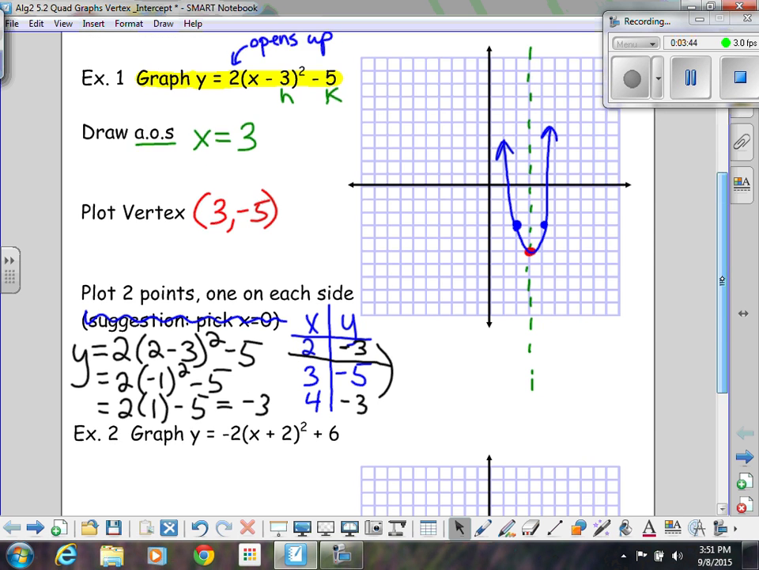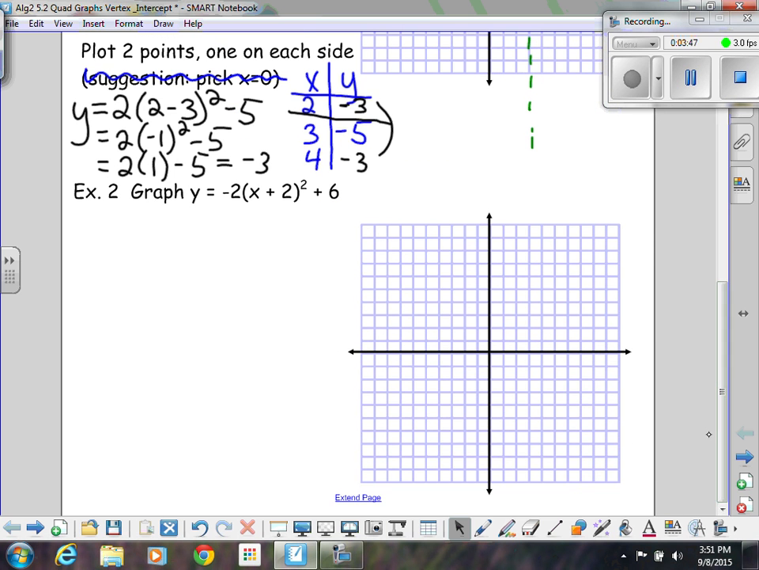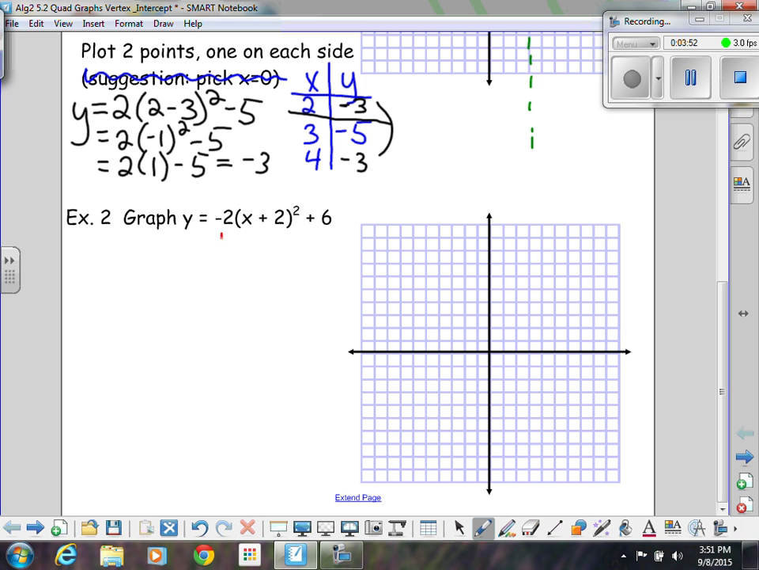All right, let's do another one. So we're going to graph this equation. Notice that a is negative, so it's going to open down. And I'm going to pick out my h and my k. So my axis of symmetry, my AOS, that is going to be the equation x equals h. Now remember, it's opposite of that number in parentheses, so that's negative 2. So I'm going to put a dotted line on x equals negative 2.